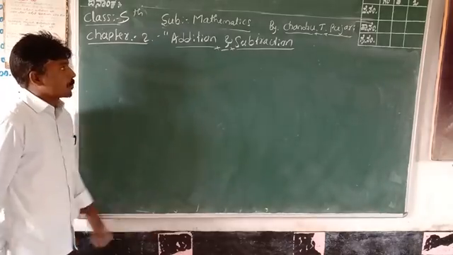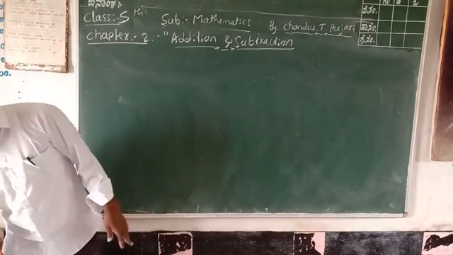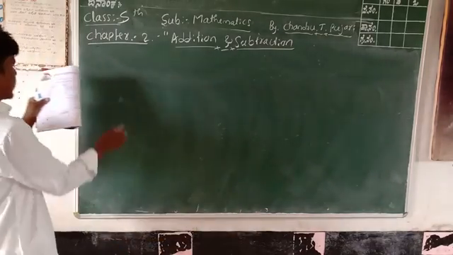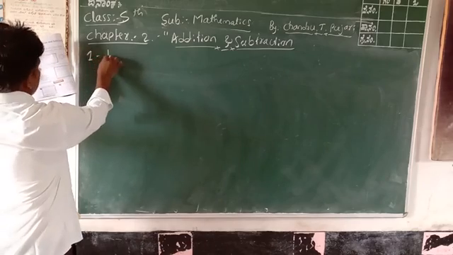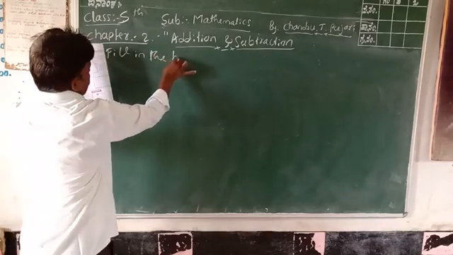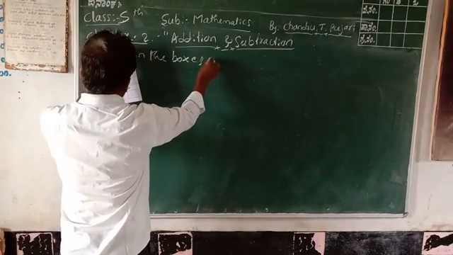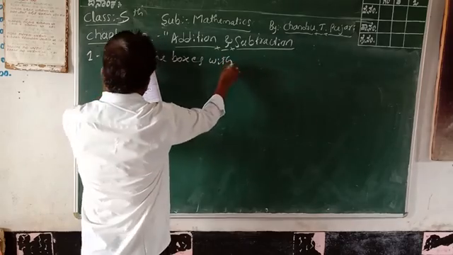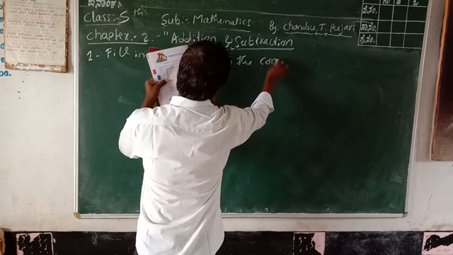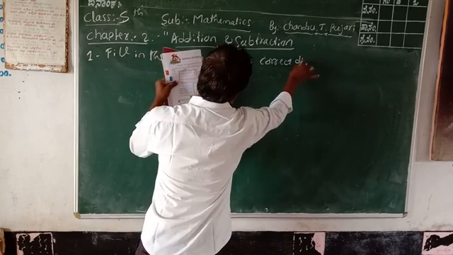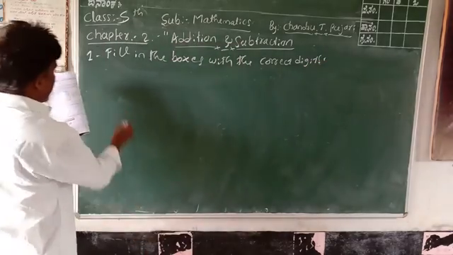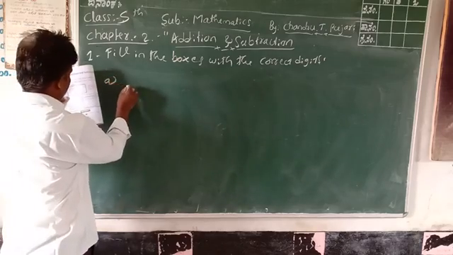Some examples in your first exercise, write down. The first question is: fill in the boxes with the correct answer. Fill in the box with the correct answer, choosing the correct digits. I can choose the first one only, first for example. The second one you can do in your homework.